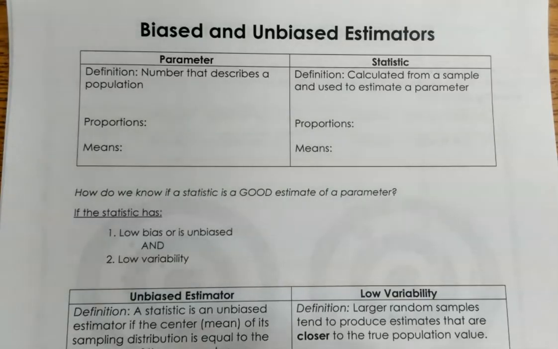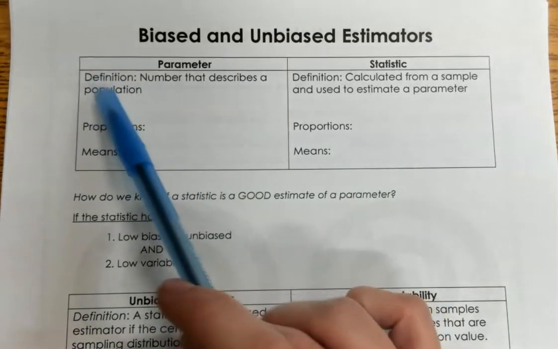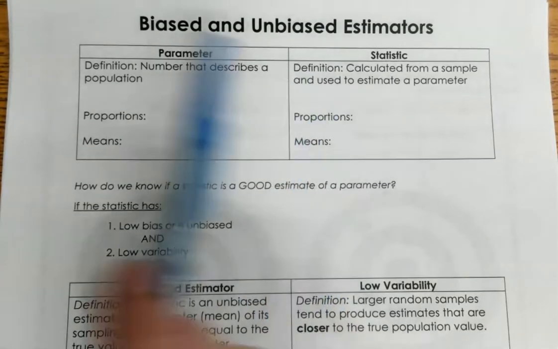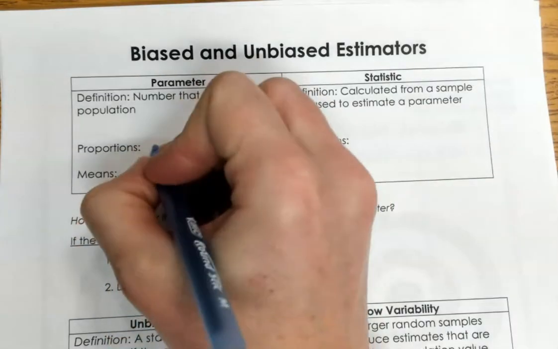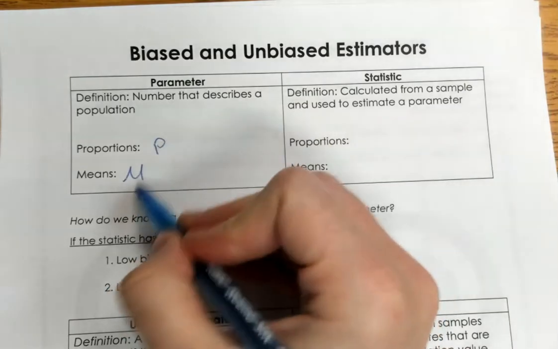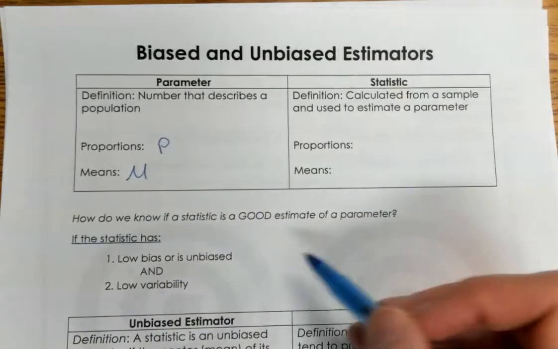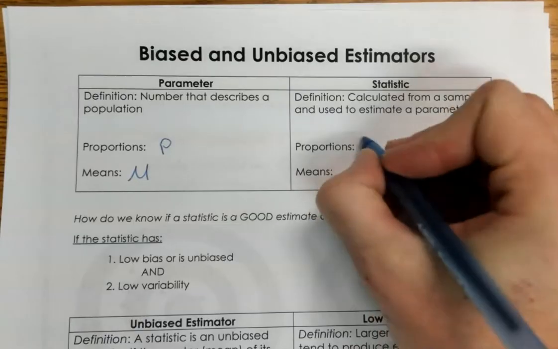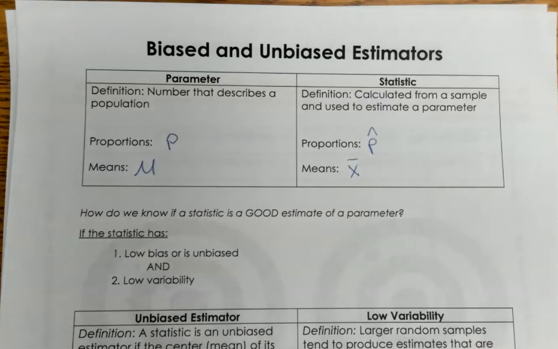Alright, so you guys know that we have parameters and statistics. Parameters are coming from a population, right? They describe a population, and the statistic is calculated from a sample to estimate the parameter. Our parameter for proportions is P, and for means is mu. These represent the actual true proportion of the population and mean of the population. When we're dealing with statistics, they're calculated from a sample. Our statistic for proportions is p hat, and our statistic for means is x bar.